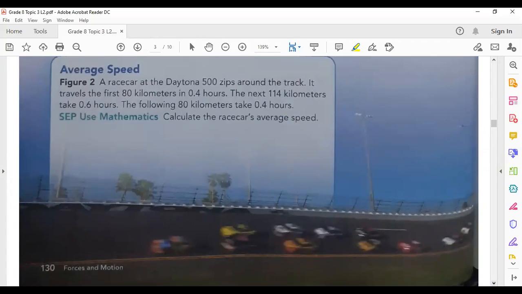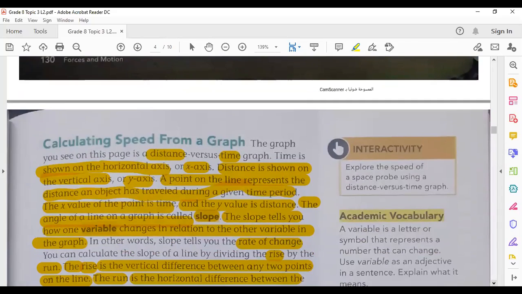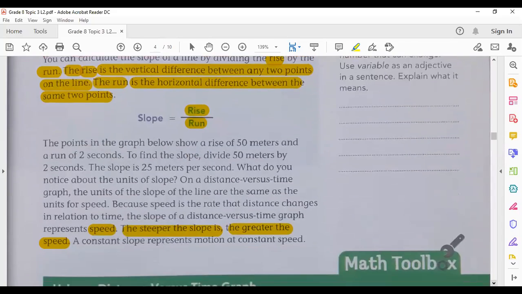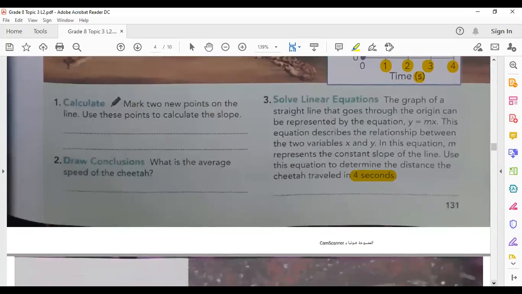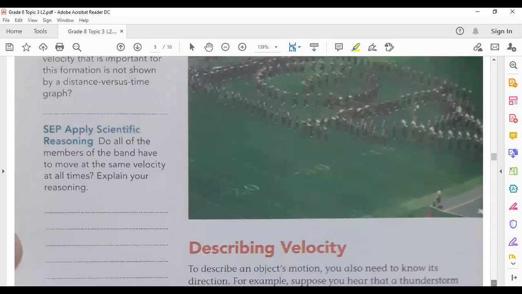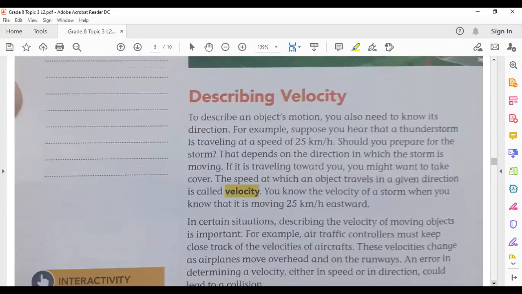Inshallah, now we have less than 10 minutes. We are going to talk about another topic, velocity. By the way, velocity is related to speed, but of course they are different. There is something different, as we will see inshallah.